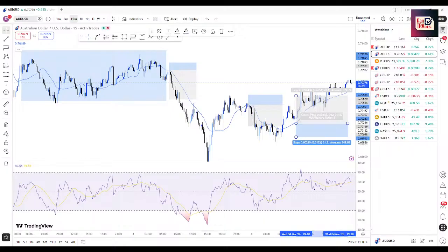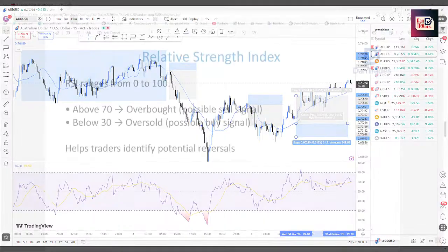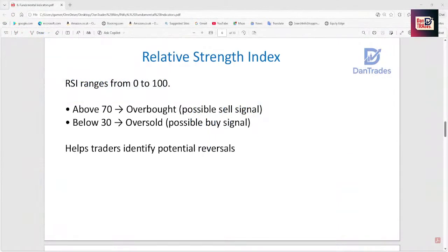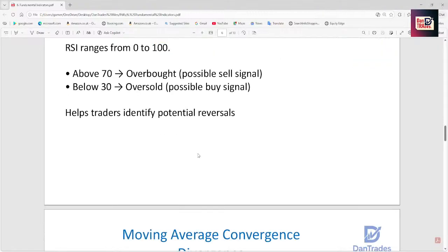So that's the relative strength index. If you have overbought, you should be ready to sell. If you have oversold, you should be ready to buy. It helps you identify reversals. Very simple, very beautiful, and you are good to go.